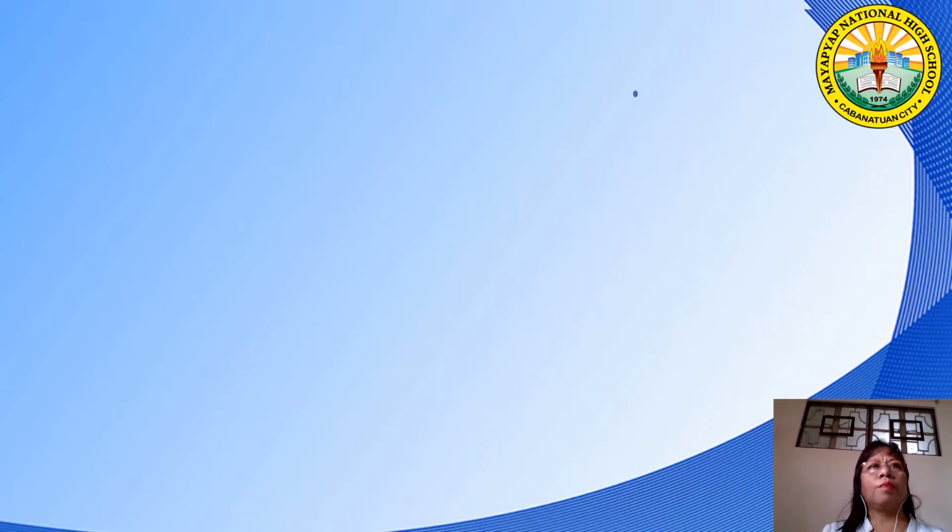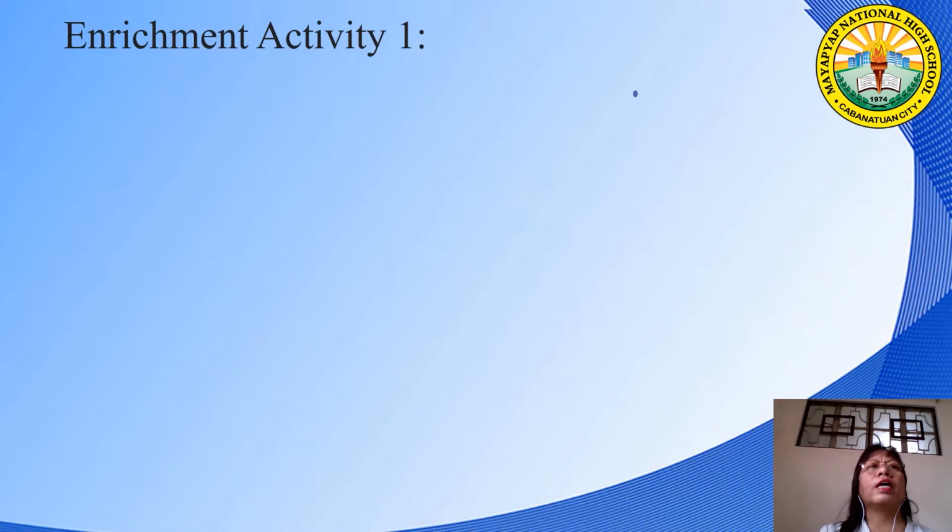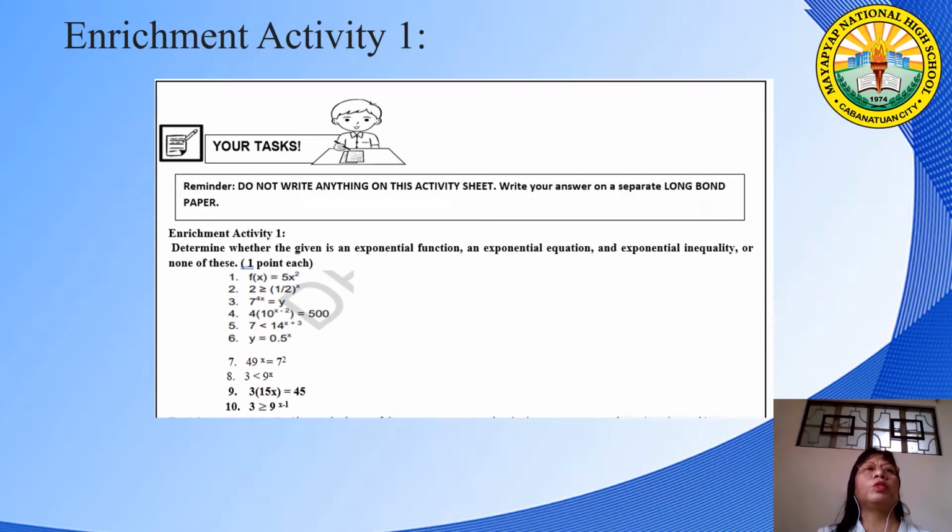If you have no question regarding the lesson, let's do your activity. Turn to your activity sheet in the enrichment part to do your task. For enrichment number 1, determine whether the given is an exponential function, an exponential equation, an exponential inequality, or none of these. I'll give you 1 point for each item. Please do not write anything on this answer sheet. Write your answer on a separate long bond paper.